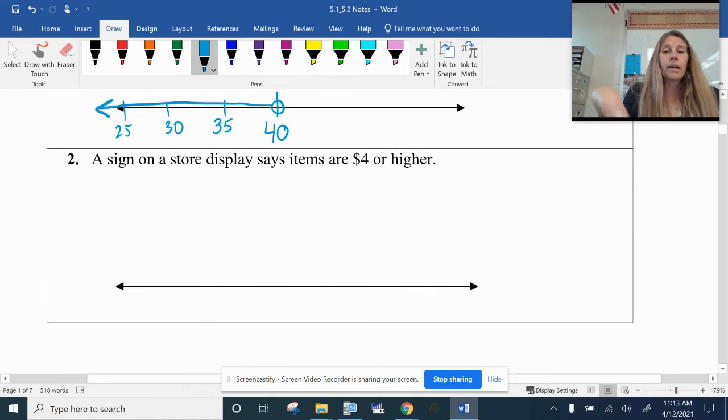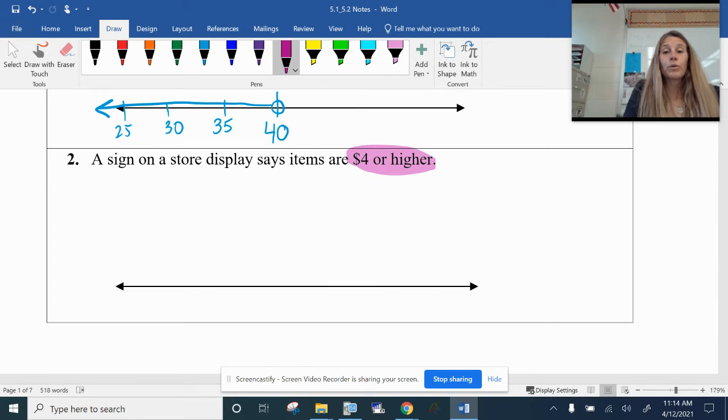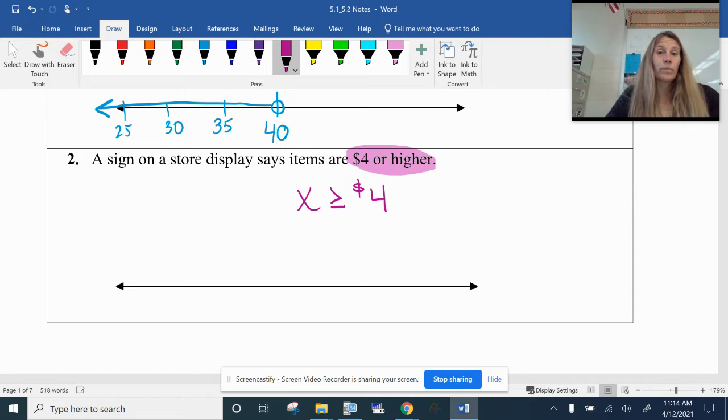Another example, a sign on a store display says items are $4 or higher. So that would mean that all of the items on this display would have to be greater than or equal to $4. So we have our cutoff value, the 4. It's going to be a closed circle this time because things can equal the 4 also. And since everything's going to be greater than or equal to that 4, that would be to the right.